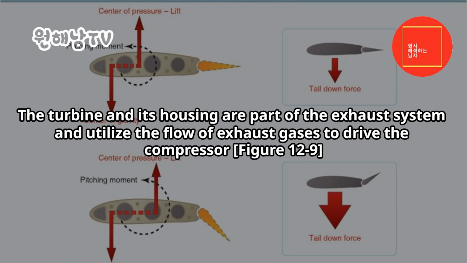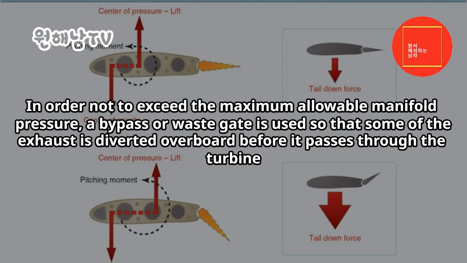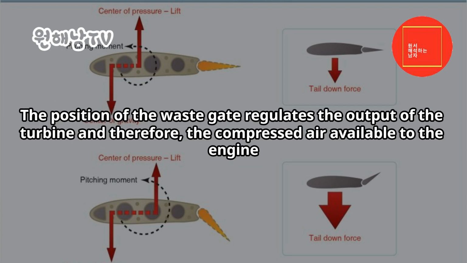Figure 12-9. The turbine has the capability of producing manifold pressure in excess of the maximum allowable for the particular engine. In order not to exceed the maximum allowable manifold pressure, a bypass or wastegate is used so that some of the exhaust is diverted overboard before it passes through the turbine. The position of the wastegate regulates the output of the turbine and therefore the compressed air available to the engine.